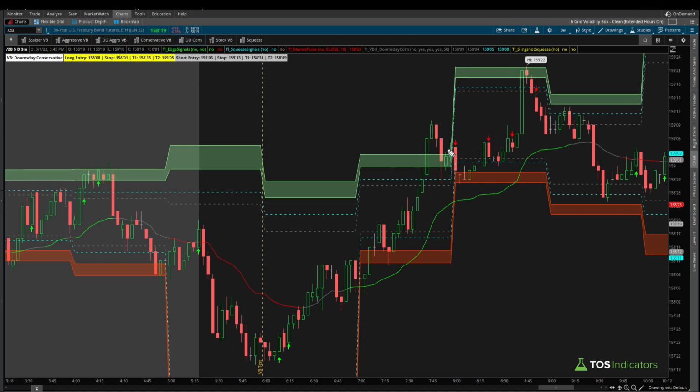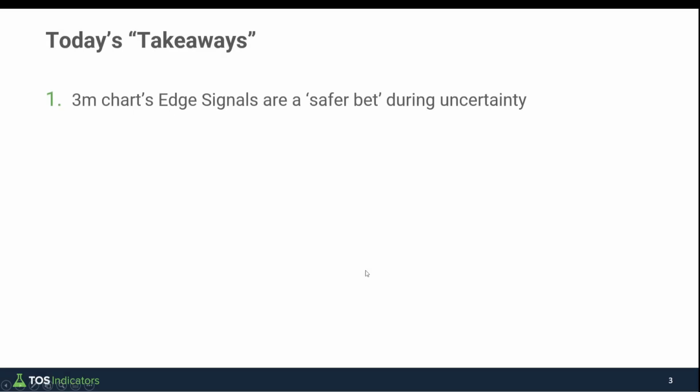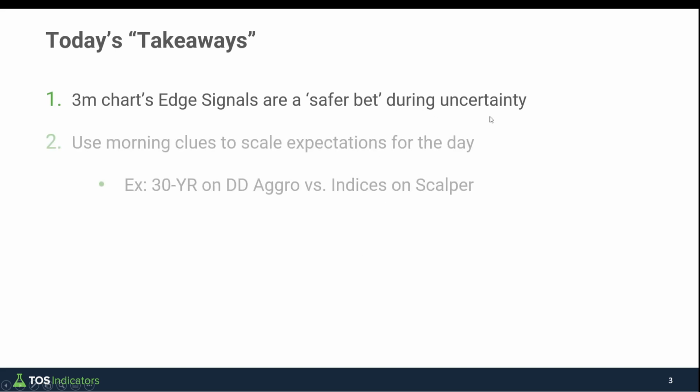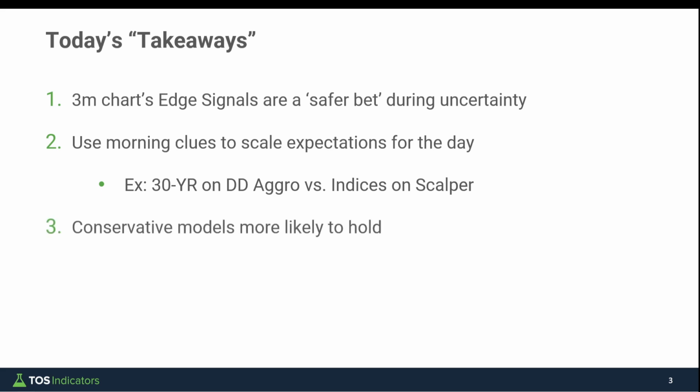A lot of learnings from today's volatility along with yesterday's volatility, which I think we can boil down to those 3 simple takeaways. So one more time, that 3 minute edge signal might be a safer bet during uncertainty. That's takeaway 1. Takeaway 2, the morning clues will allow us to scale our expectations for the day, along with making any necessary adjustments that we may need to make. And finally, as we go further down the line into more conservative models, they're more likely to hold, as we saw in the S&P, compared to something like the scalper or the aggressive, especially when we have the volatile markets that we currently have.